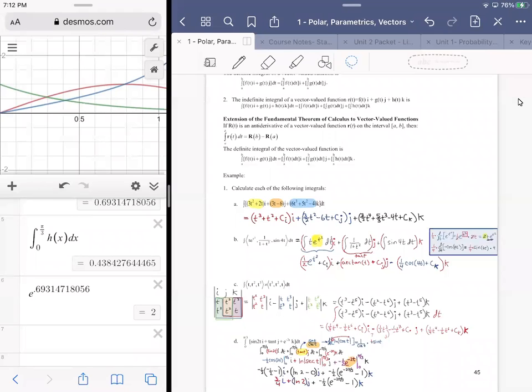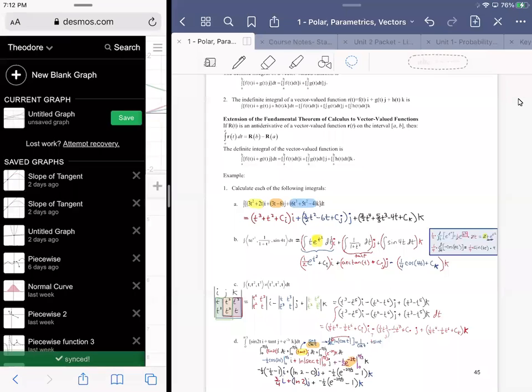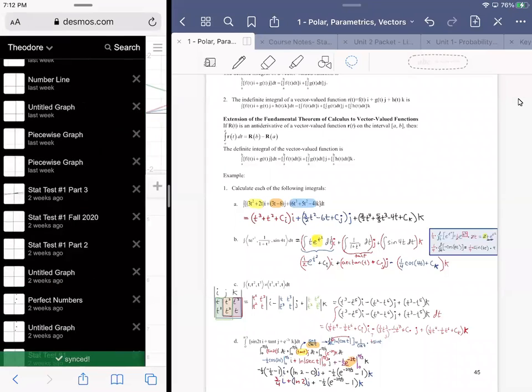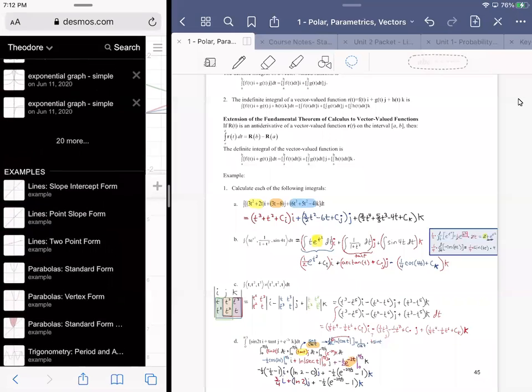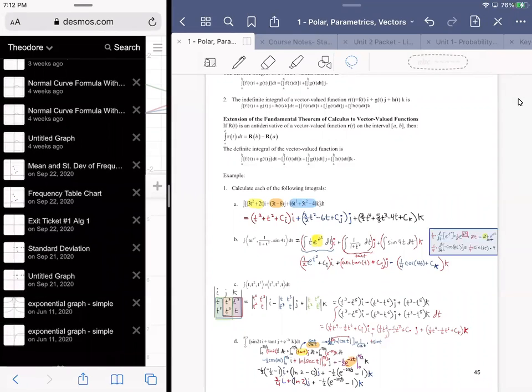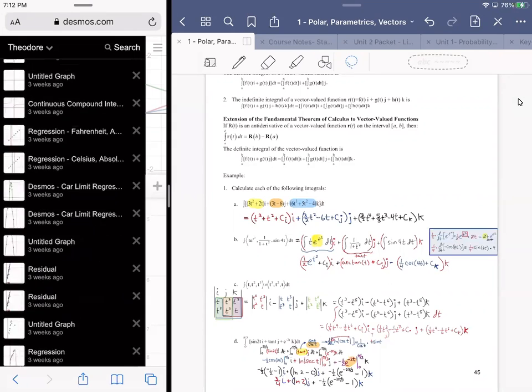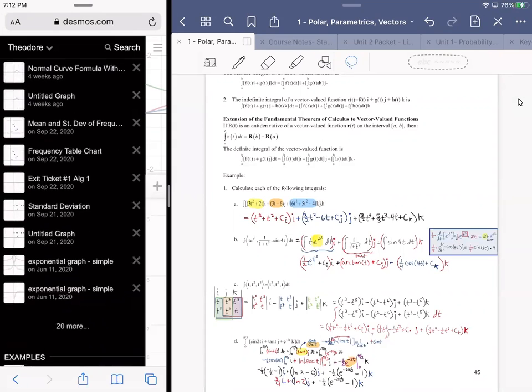If you haven't created a Desmos account so that you can save your work, again, don't know what you're waiting for, because I've got my little drop down here. Look at all this stuff I've got. Every time I create something, I'm like, you know what? Why not save it? You don't even have to know what half of these things are. Like, what's an exit ticket? Who cares?